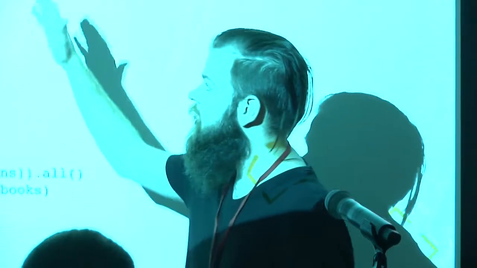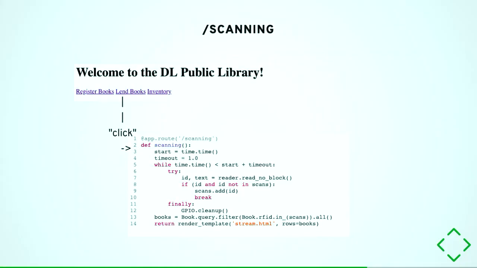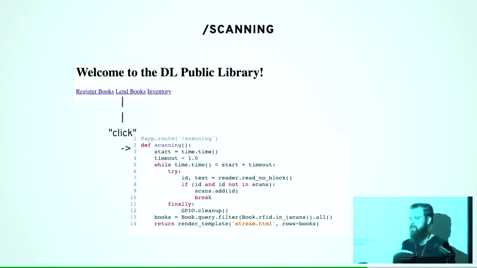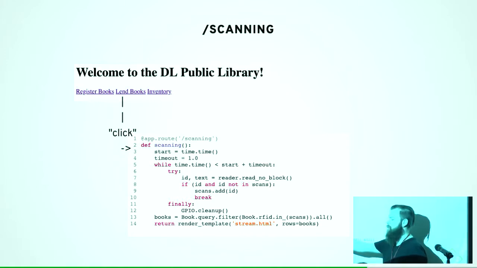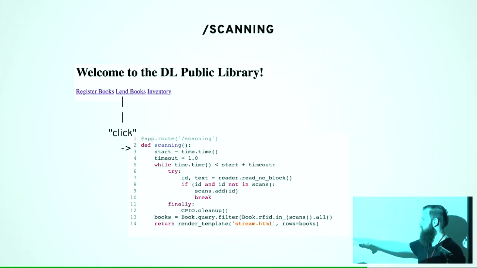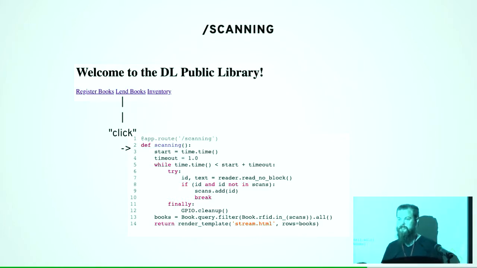So when we hit the lend books application, we can see that this is a little bit different. So what's going on here? We click lend books and we go to the scanning route. Scanning is going to give the reader 1 second to look at its surroundings and do a non-blocking read in case you see more than one tag, and append this into a set called scans. So just tell me everything that you see in this 1 second. And then it'll find all of the books from there and keep those in a list and then render them as, hey, these are the books that I saw in this 1 second.